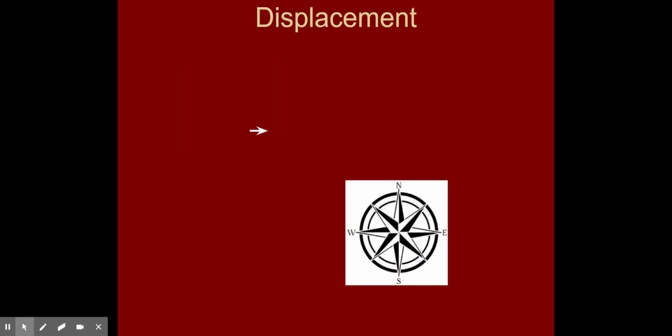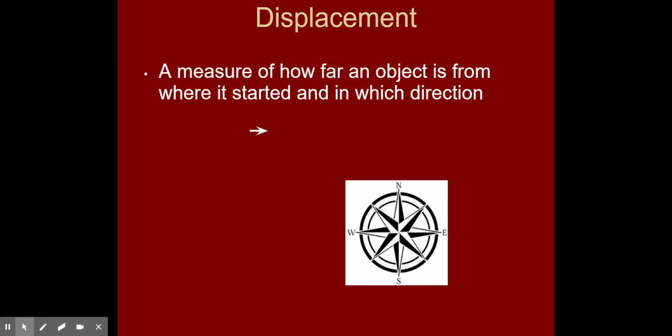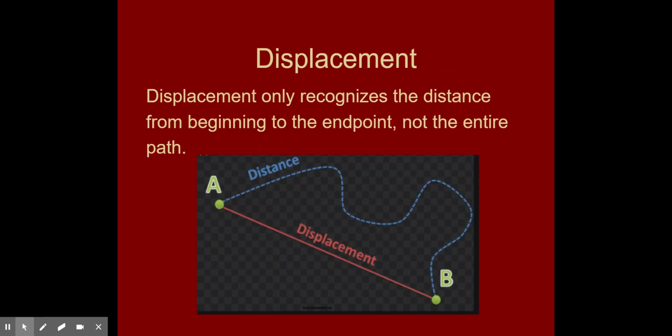Displacement, however, is a vector measurement, okay? So a vector measurement tells you direction, and displacement in particular is a measurement of how far an object is from where it started and in what direction. So displacement would be 2 meters left, whereas your distance would be 2 meters. Your displacement would be 2 meters left or 2 meters west, whichever.